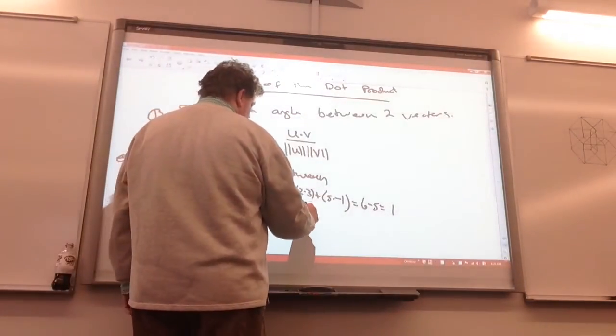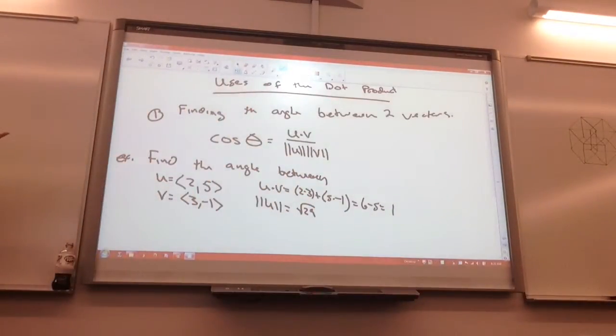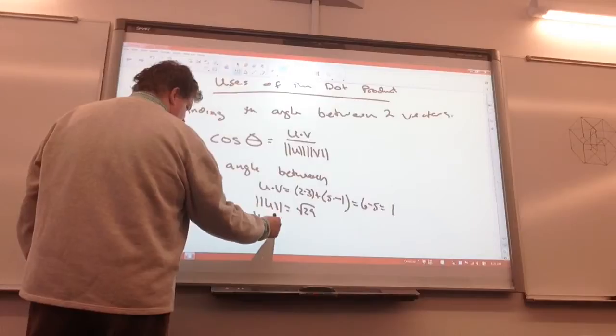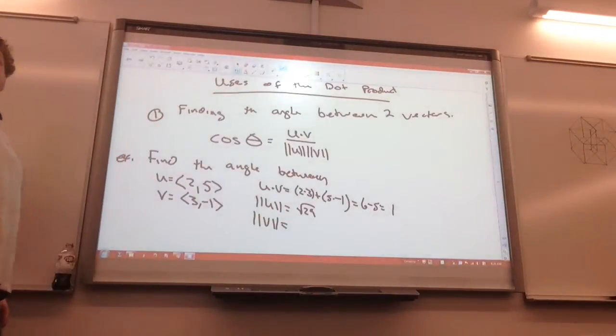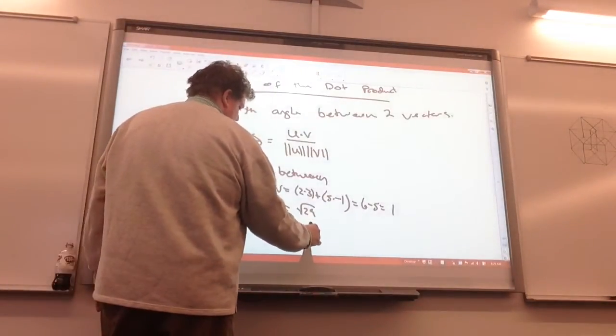Why is it 2 squared and that? Vector u is (2, 5), and you find the magnitude by basically applying the Pythagorean theorem to it. So 2 squared plus 5 squared, 4 plus 25, and then you take the square root, which is root 29. How about the magnitude of v? Root 10. Good, whoever said root 10. Because it's 3 squared plus negative 1 squared, that's 10. You take the square root of it. So root 10.